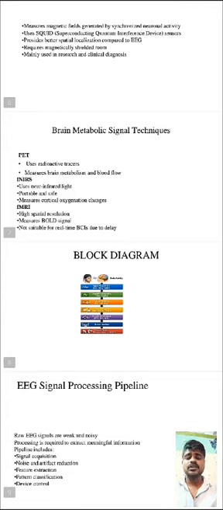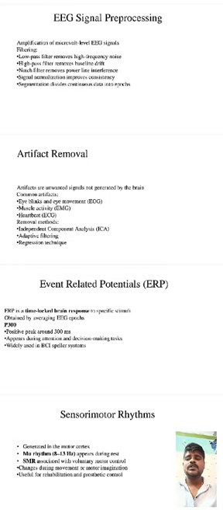EEG signal processing pipeline. Raw EEG signal is weak and noisy, so processing is required. The pipeline includes signal acquisition, noise and artifact removal, feature extraction, pattern classification, and device control. It acquires the brain signal, removes the noise, extracts features, classifies the brain signal, and device control is the final step.